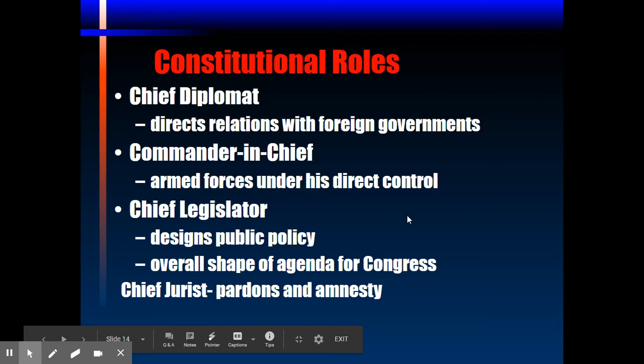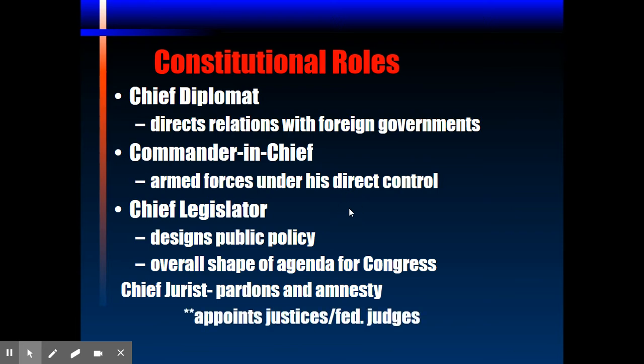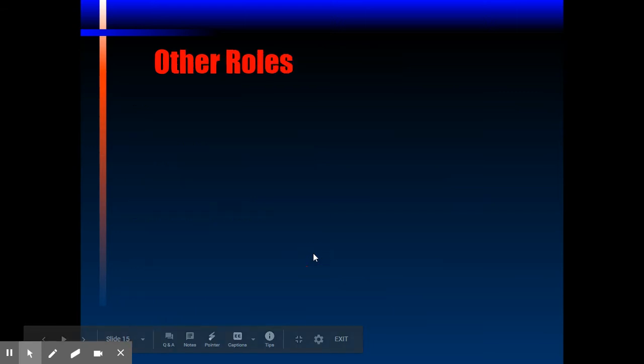Okay. All right. Chief jurist. Sometimes you won't see this one in a lot of government books, but it is important because he does have a role in the judicial branch in that he can issue pardons and amnesty. And we'll talk about that specifically a little bit later. In fact, we'll talk about each of these as we go through the unit, but this is just laying out those roles initially, right? So he also appoints federal judges and Supreme Court justices. So that kind of goes back to the judicial branch and chief jurist.